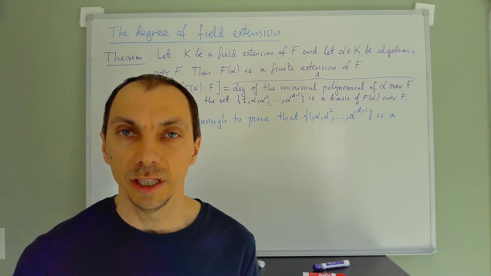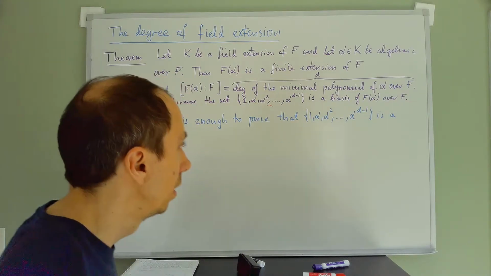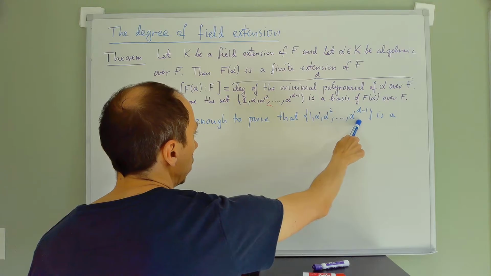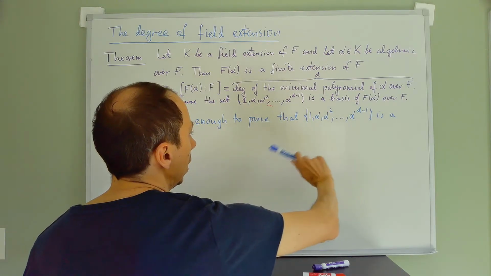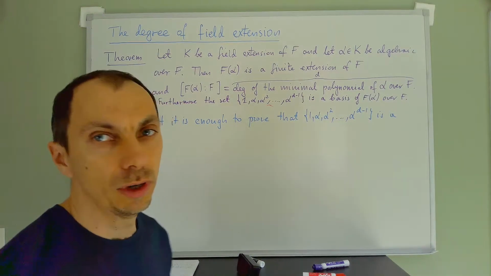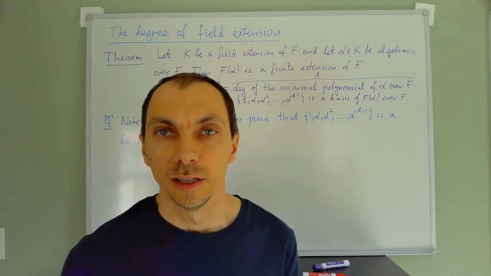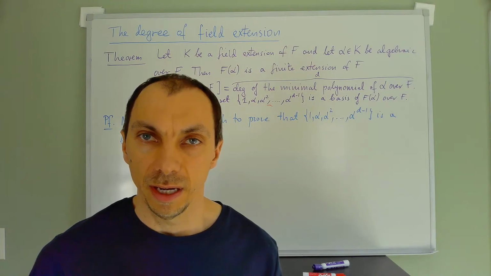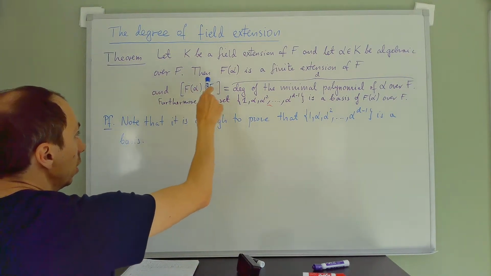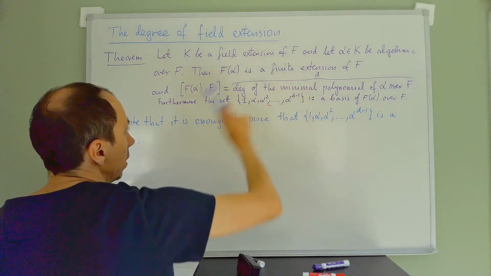Secondly, exactly how many elements do I have in this basis? Well, 1, 2, 3. Oh, with this one, actually I have d, right? Because I start with the 0th power here, and I end with the power d minus 1. So I have exactly d elements. And the number of elements in the basis is equal to the dimension. So that means this dimension here is equal to exactly d.